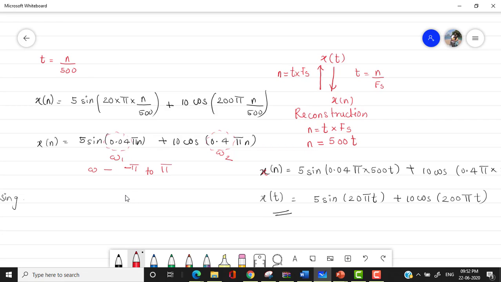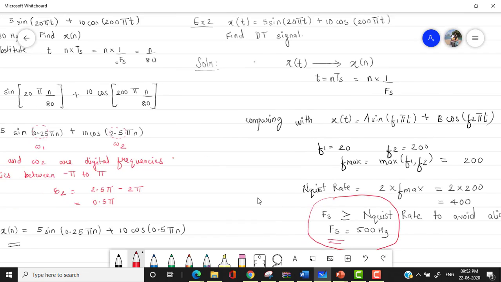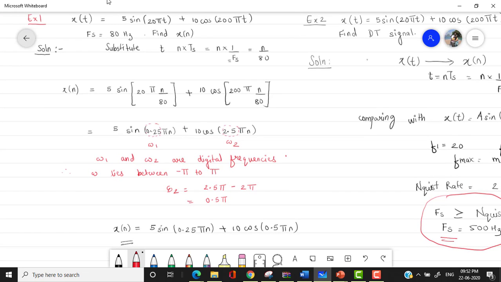Similarly, if you take the first example that we have solved, here our sampling frequency was 80 Hz, right? In this first example our sampling frequency was 80 Hz, which is less than the Nyquist rate. For the same sum, the Nyquist rate is 200. We have seen the same question. So in this example, we have not taken the sampling frequency greater than the Nyquist rate, and hence if we try to perform reconstruction on this x[n], we will fail to get back our original signal.